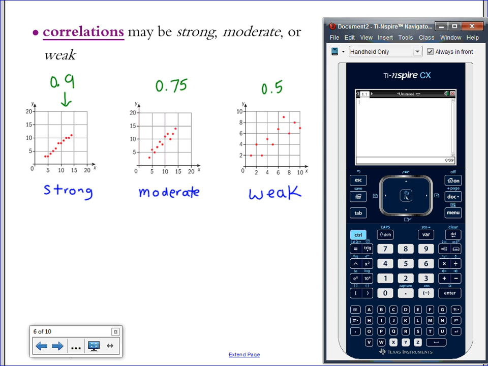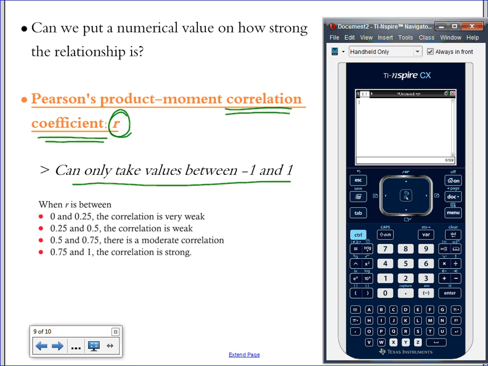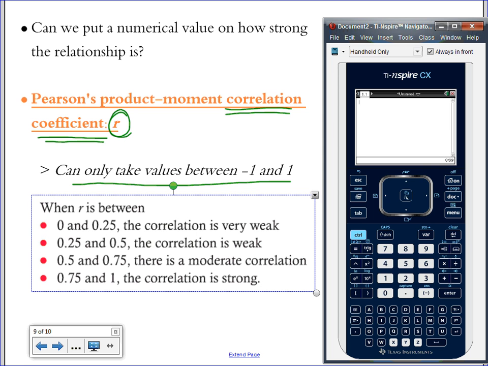So let's look at the breakdown of those R values over here. When R is between 0 and 0.25, the correlation is very weak. You can't even see it from the graph. It almost looks like a perfectly random, spread out pattern. Between 0.25 and 0.5, sorry, the correlation is weak. Between 0.5 and 0.75, it's moderate. And once you're above 0.75 up to 1, that's considered to be a strong correlation.